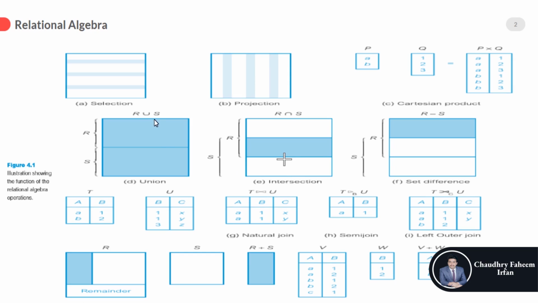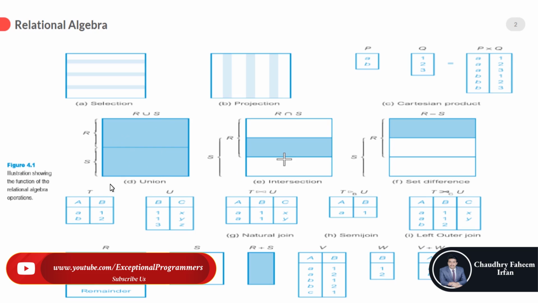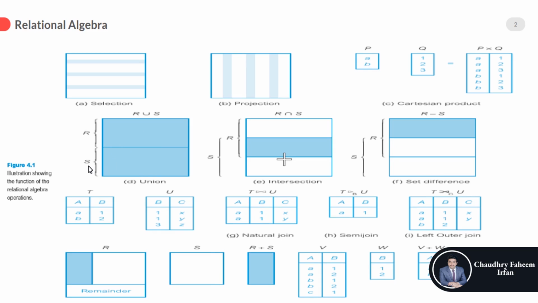R union S. In the union operation, we are going to select all the tuples from R and S but eliminate the tuples which are the same in both. Like R is equal to 1, 2 and 3 and S is equal to 3, 4. So the result will be 1, 2, 3, 4. 3 is only one time.